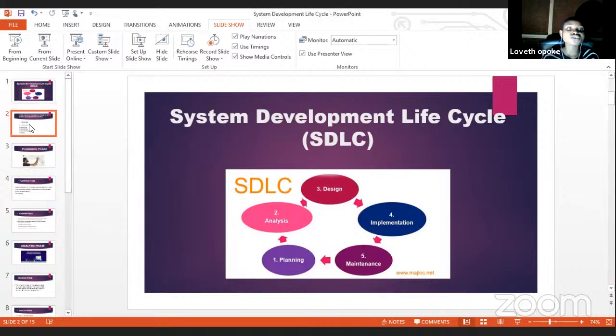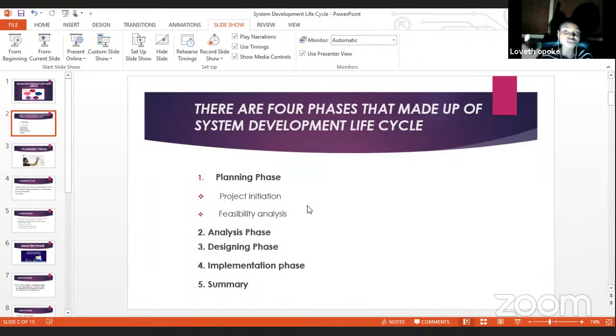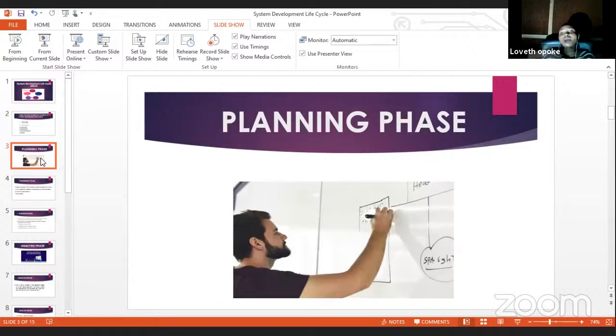We're going to be talking about the 4 phases of the system development life cycle. We start from the planning phase. Under the planning phase, we're going to look into project initiation and feasibility analysis. Then we look into the analysis phase, then the design phase, and the last phase, which is the implementation phase, and our summary.